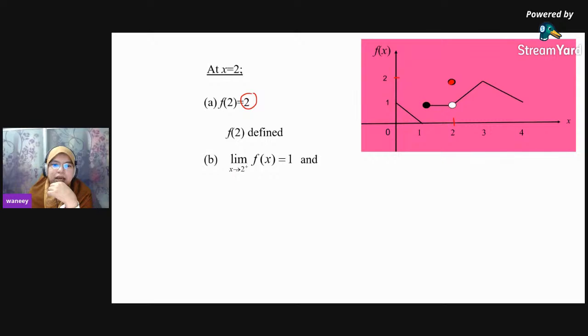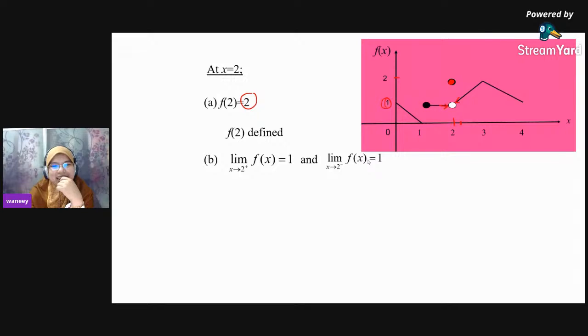So the limit as x approaching 2 on the right hand side for f(x). So this is 2, this is on the right hand side. As we go closer and closer to 2 on the right hand side, we can see that the value of y is equal to 1. So that is why the limit for x approaching 2 on the right hand side for f(x) is equal to 1. And the limit for x approaching 2 from the left hand side. So this is the function. So we are approaching 2 on the left hand side. And the value of y for this is also 1. So the limit for x approaching 2 on the left hand side for f(x) is equal to 1.